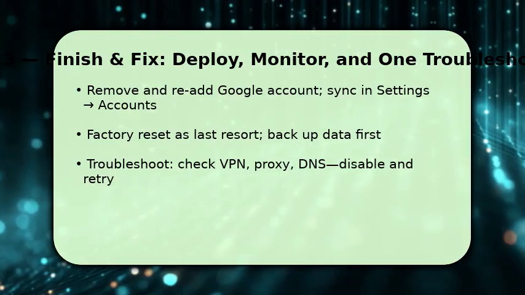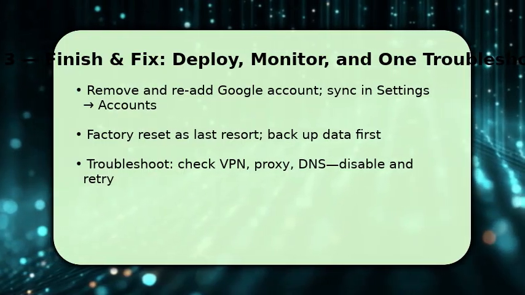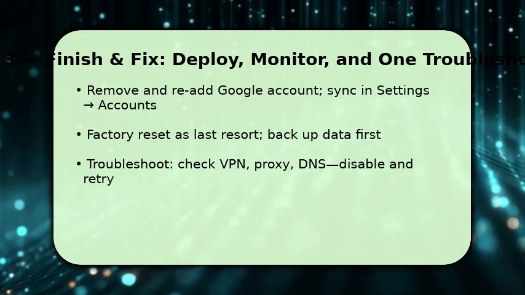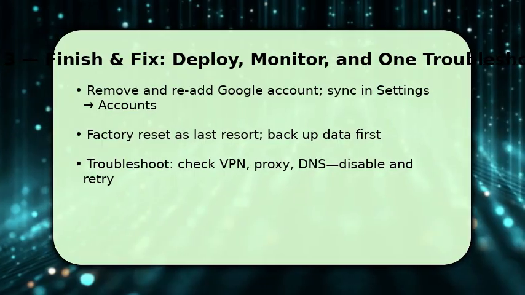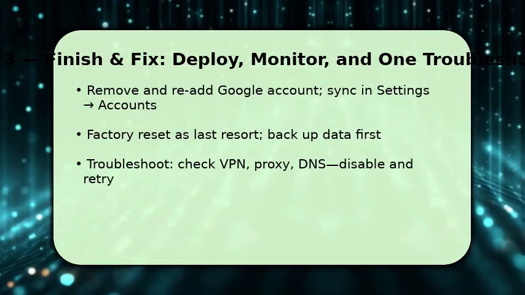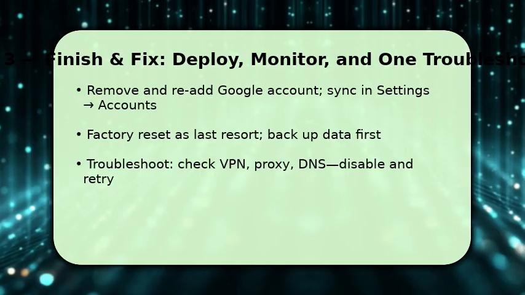OS-level corruption. One key troubleshooting tip: if you use VPN, proxy, or custom DNS, disable them before retrying. Network routing often blocks Play Store authentication and looks like a device error when it is not.